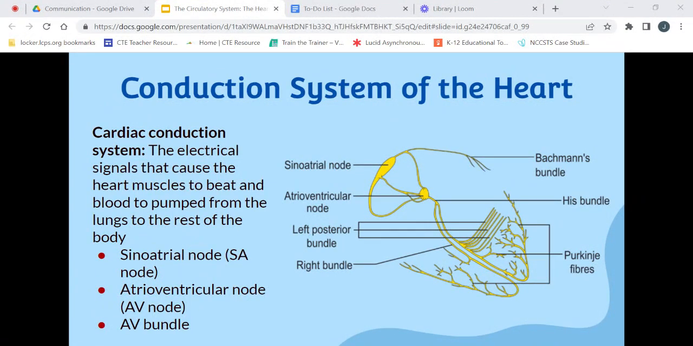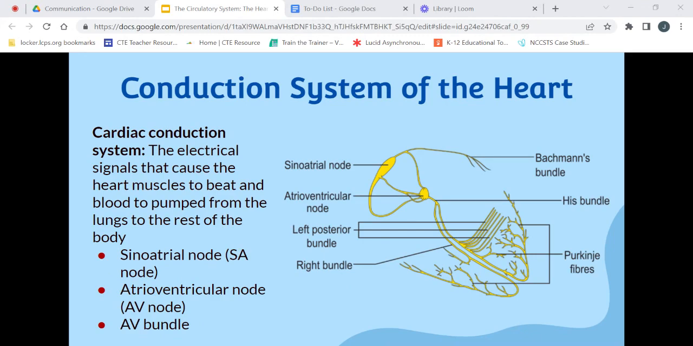The ends of the fibers of the SA node fuse with ordinary muscle fibers of the atrium, so the muscle impulse spreads through the atria, producing atrial contractions. After the SA node, the electrical impulse goes to the AV node, which is located in the right atrium along the lower part of the septum.